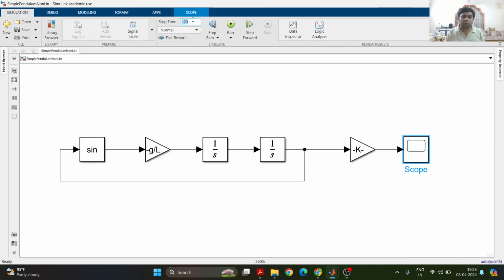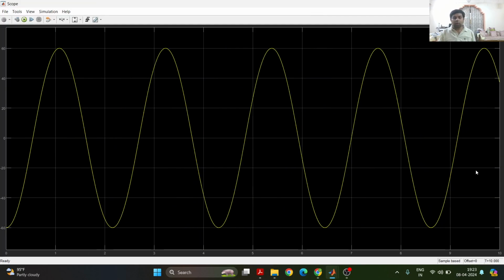We can reduce the stop time to 10 seconds and try to rerun. Yeah, so we get this kind of an output. Does that make sense?